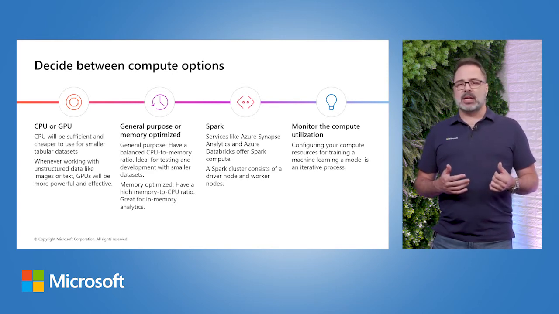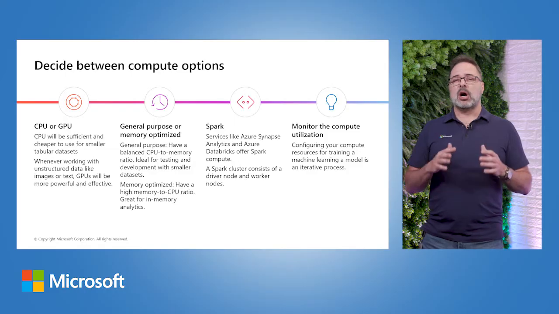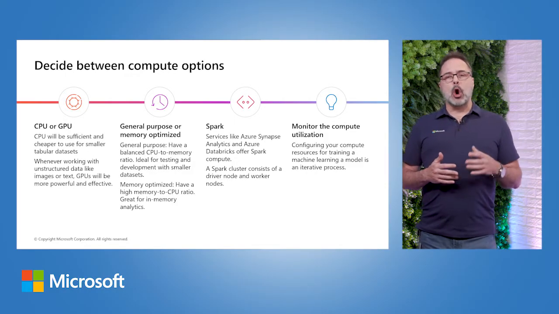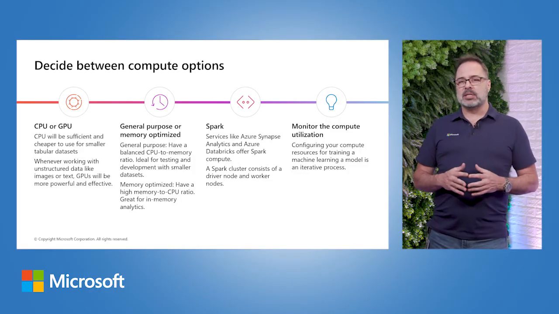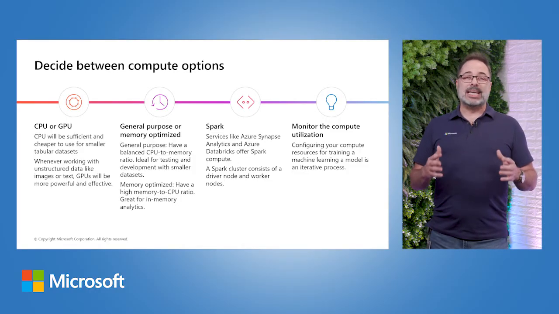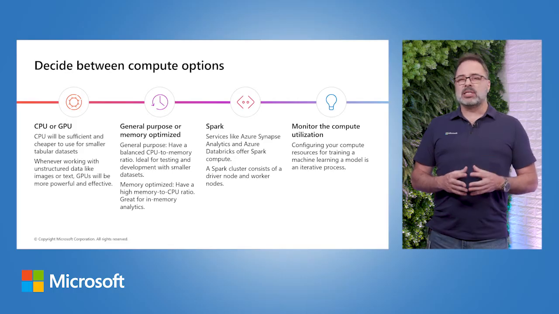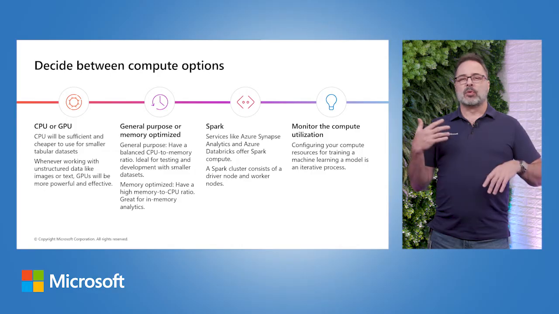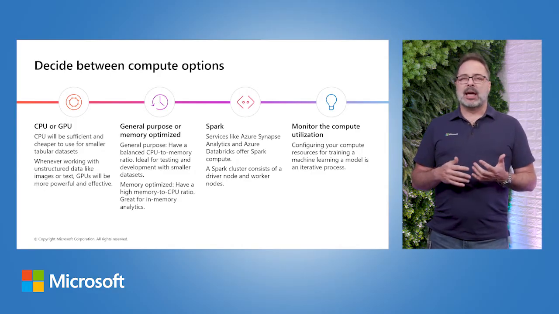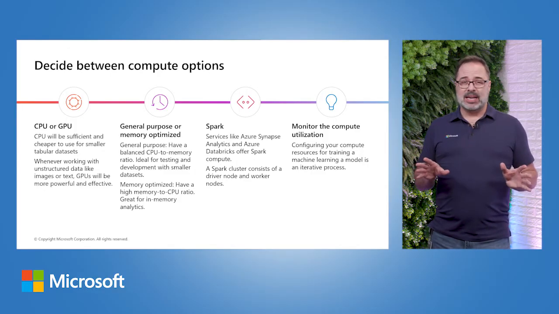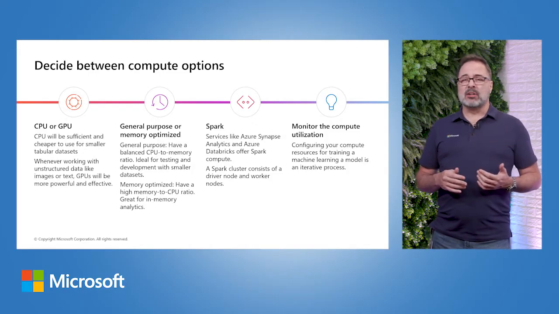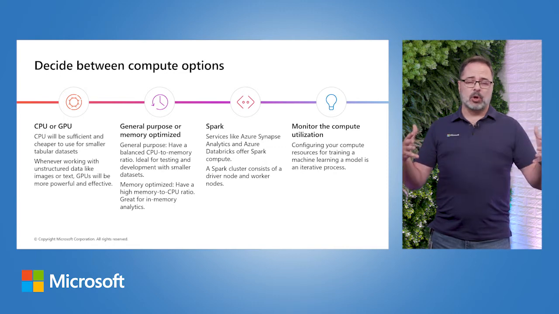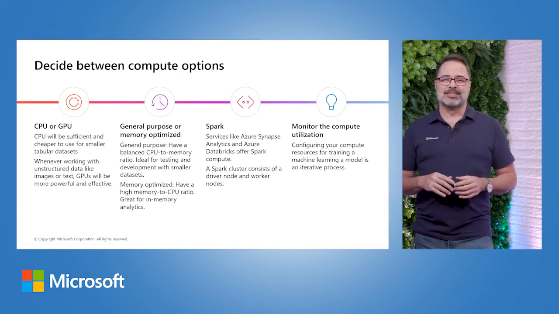Services like Azure Synapse Analytics and Azure Databricks offer Spark compute. Apache Spark is an open source distributed processing system used for big data workloads. It utilizes things like in-memory caching and optimized query execution for fast analytics queries that will run against any size of data. When we're thinking of configuring compute, Spark lets us distribute the workload across multiple virtual machines very effectively.